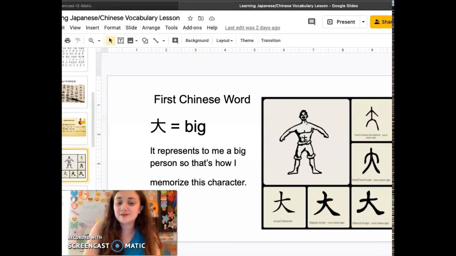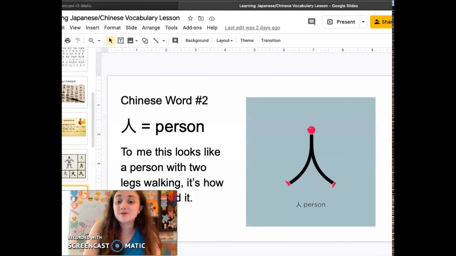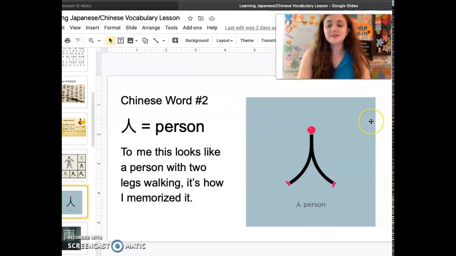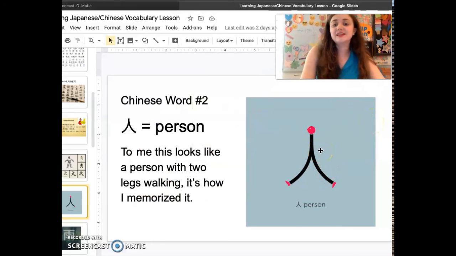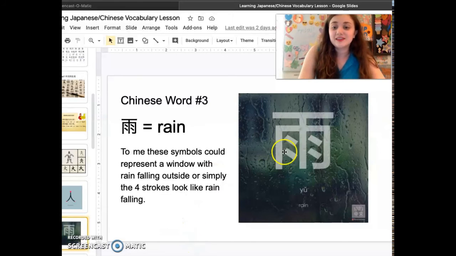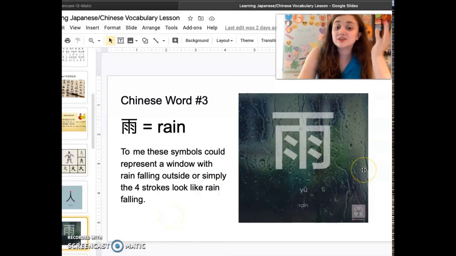Then we have a person, right? So this actually looks like a person walking. So that's the character Ren. Really cool. That's how you can visualize it in your head. This one is rain, yu, and automatically you can think of these 4 strokes as raindrops, or how I viewed it too is it could represent a window, and you're watching outside the window and you see rain falling. So this is the character for rain.